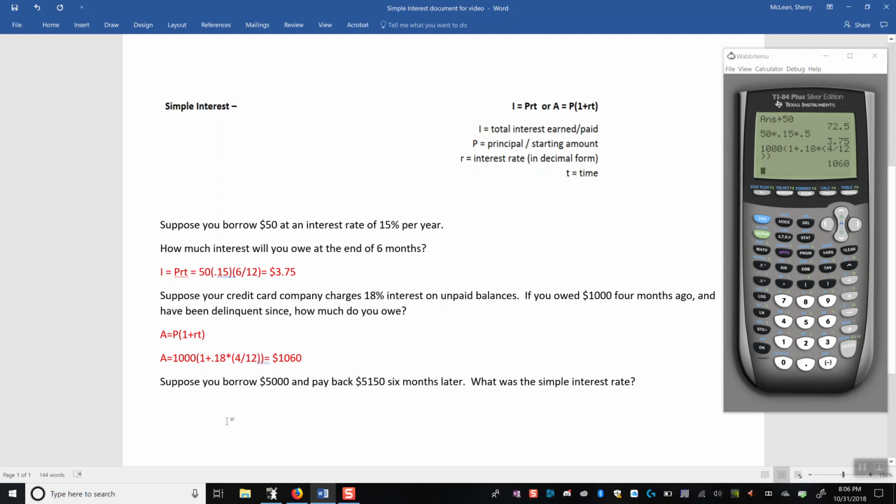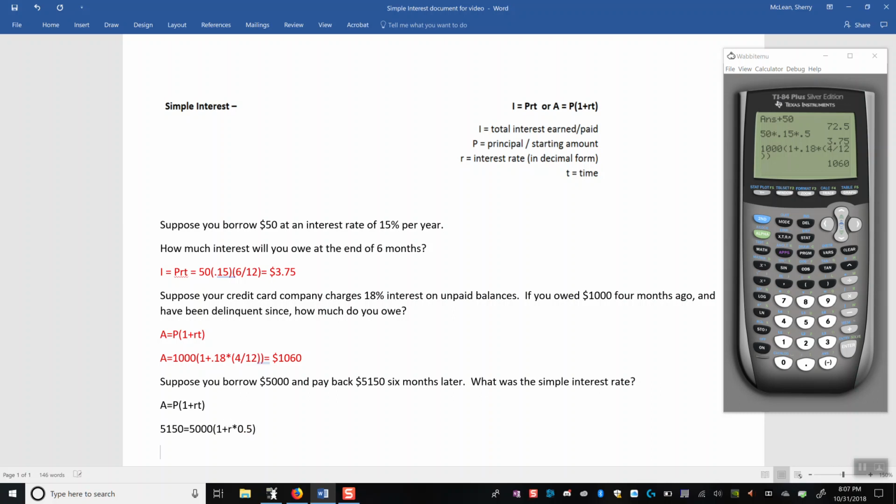So we're looking again at using our formula A equals P times 1 plus RT. In this case, our final accumulated amount is going to be $5,150. My principal is the $5,000. 1 plus my rate, well, rate is what I'm trying to figure out. And in this case, my time is that 6 months later. So I'm looking at 6 over 12, or half of a year. I'm just going to write that as 0.5 here.